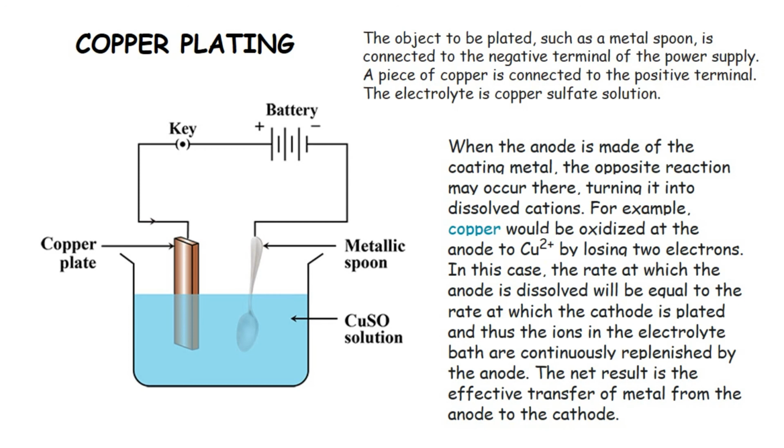Electrolyte is copper sulfate. When the anode is made of the coating material, the opposite reaction may occur, turning it into dissolved cations. For example, copper would be oxidized at the anode to copper 2+ by losing 2 electrons. In this case, the rate at which the anode is dissolved will be equal to the rate at which the cathode is plated, and thus the ions in the electrolyte are continuously replenished by the anode. The net result is the effective transfer of metal from anode to the cathode.